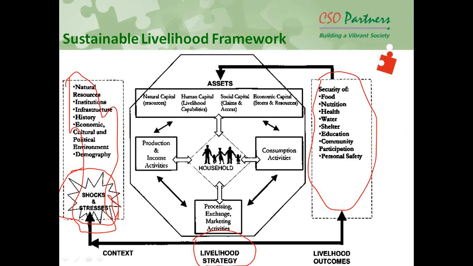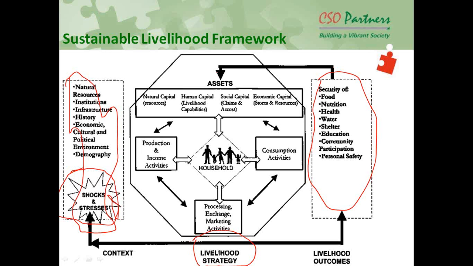Now, when we talk about livelihood strategy, precisely what we try to do is, first of all, understand the context and those elements. In terms of those capitals of one particular community, we'll have to assess and understand all of them. Then we'll see how, through our strategy, we enhance those assets, and that will have an impact on production, income activities, consumption, processing, exchange, marketing, etc., and will have a comprehensive impact on the family.